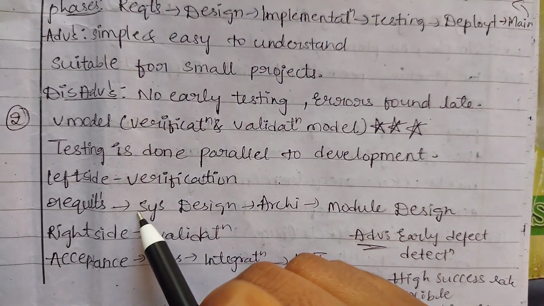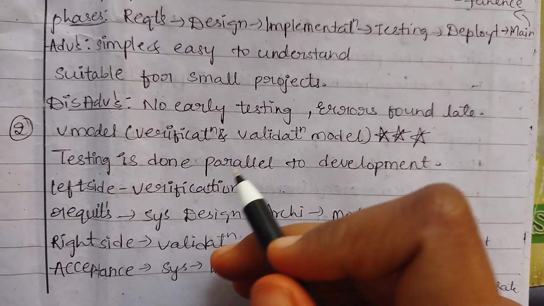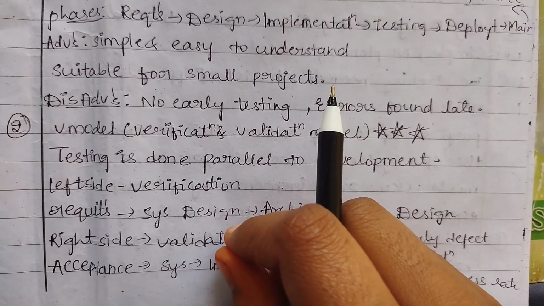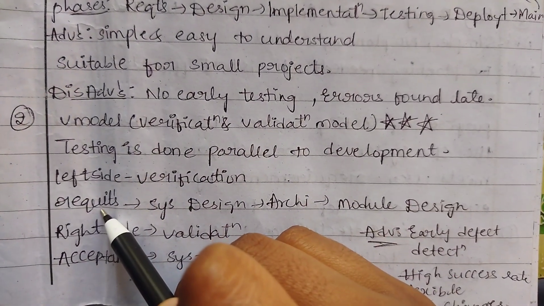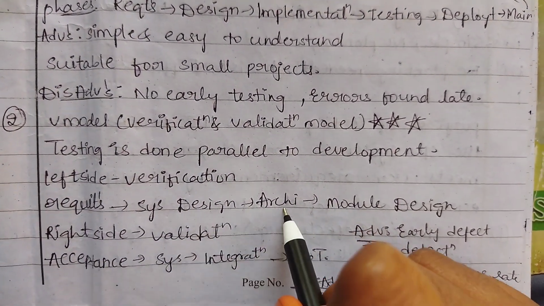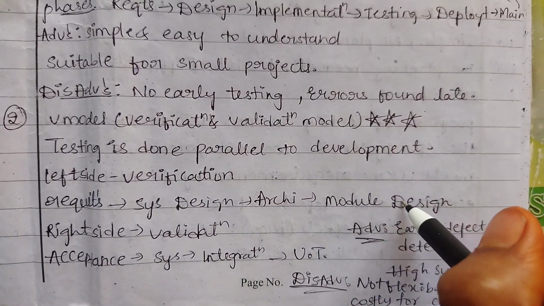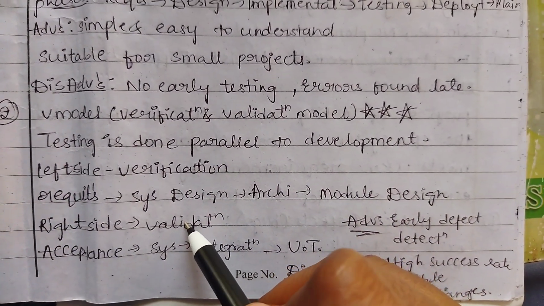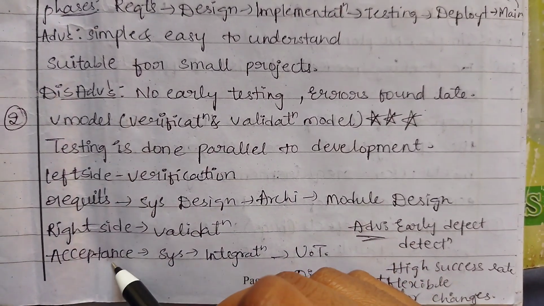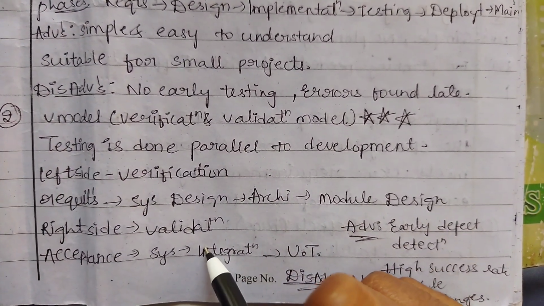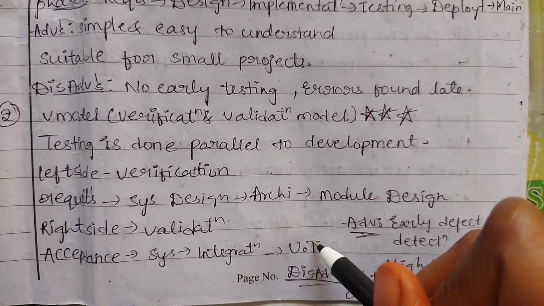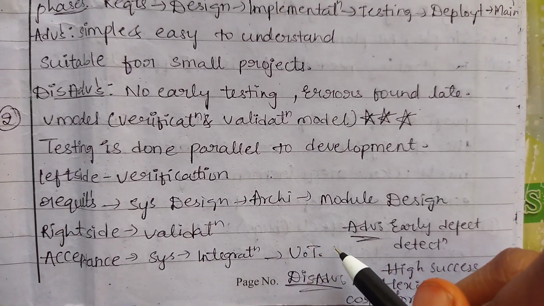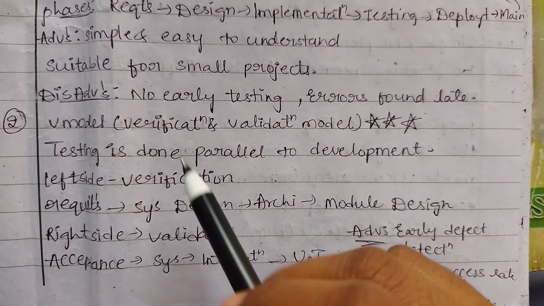Verification involves requirements, collecting the information on what the requirements are, then design, then building the architecture, then module design. On the right side we go for the validation steps: acceptance, then system integration, then unit testing. These are the steps involved in the V model.